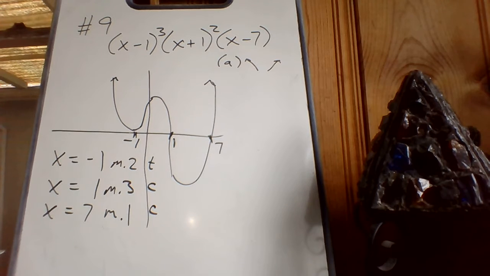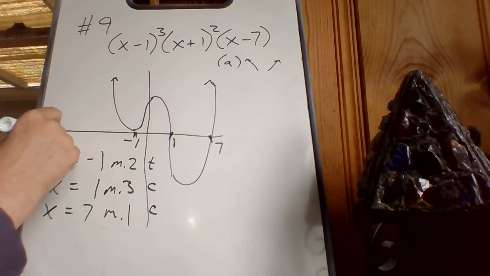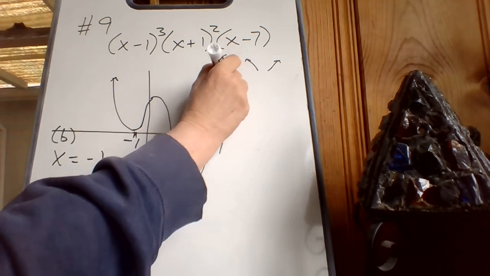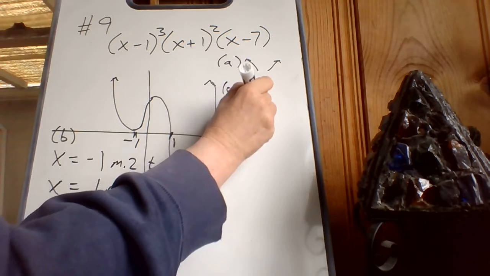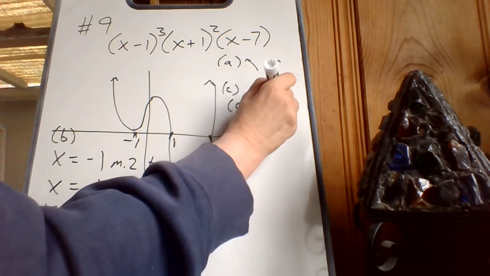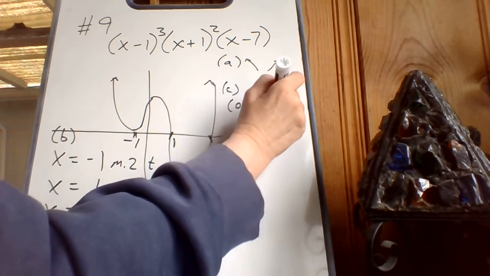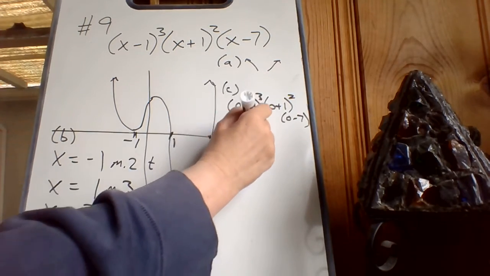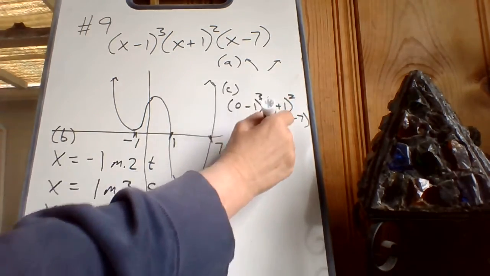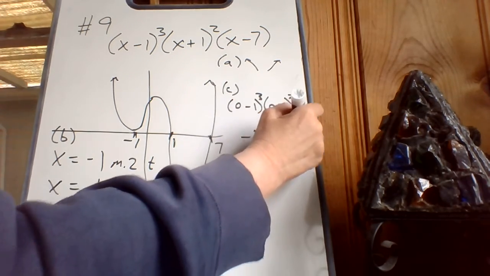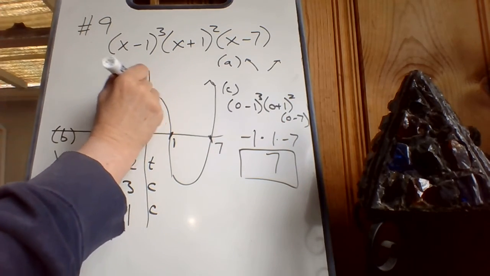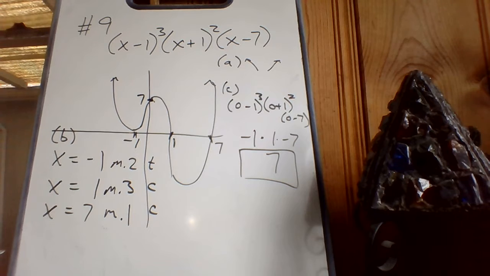All right, so this was part B, and C was find the y-intercept, and you get that from plugging 0 into the whole thing. 0 minus 1 cubed, 0 plus 1 squared, 0 minus 7. So this will be -1 cubed, -1. 1 squared is 1 times -7. So this is +7. That's the answer to C. The y-intercept is up here at 7. And then I've already done D, so I don't have to do it over, and that's how you do that problem.